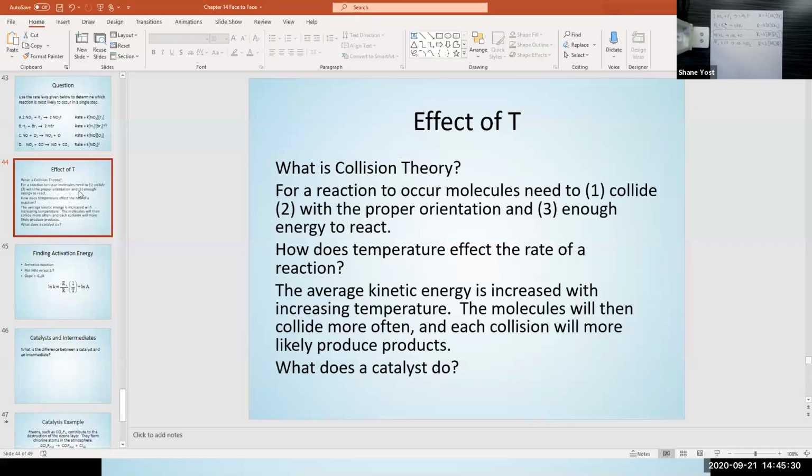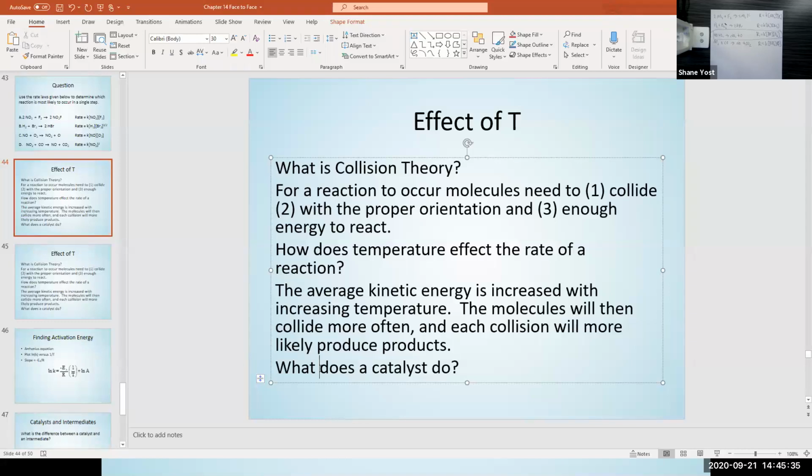I'm going to make a new slide in a second. So I actually want to ask the question: what is that energy barrier called for a reaction to occur? It's called the activation energy.